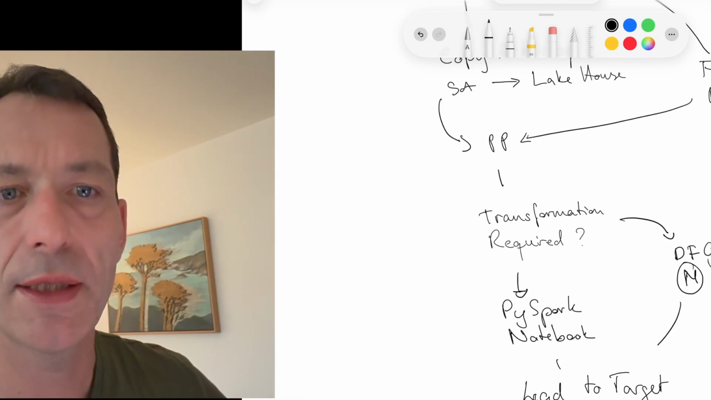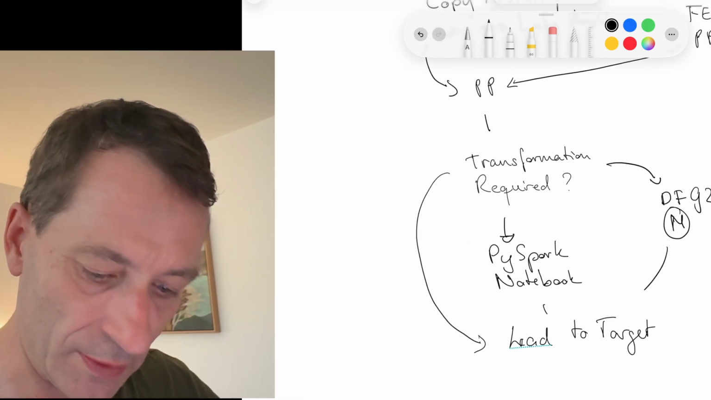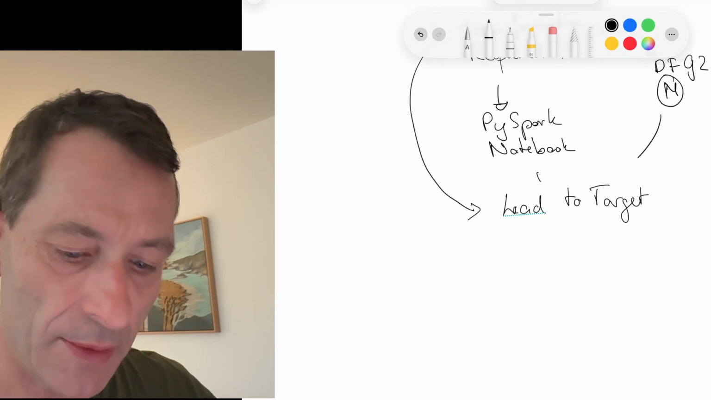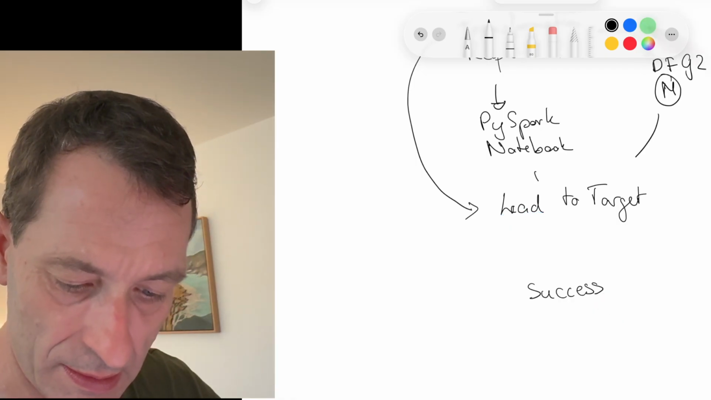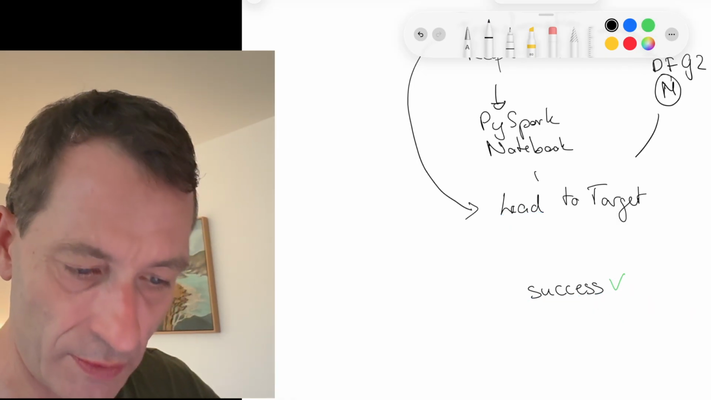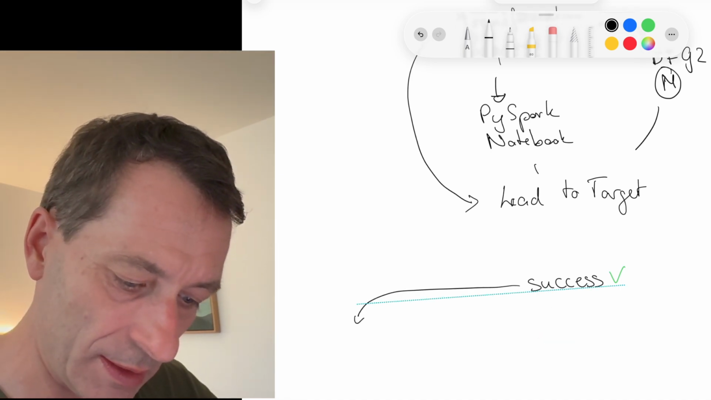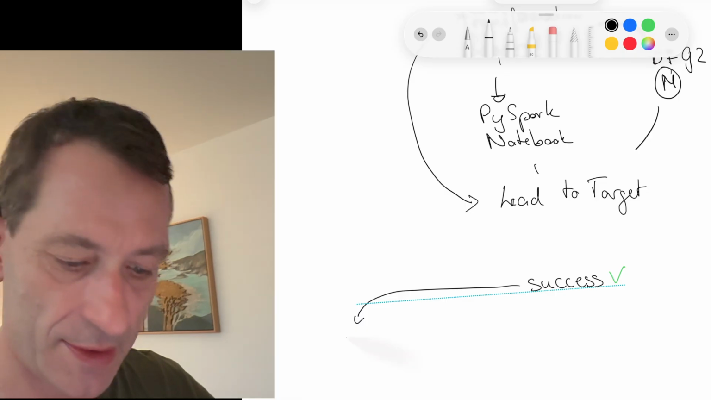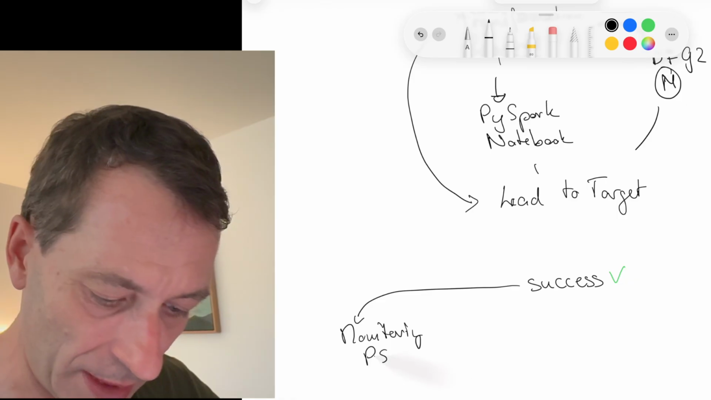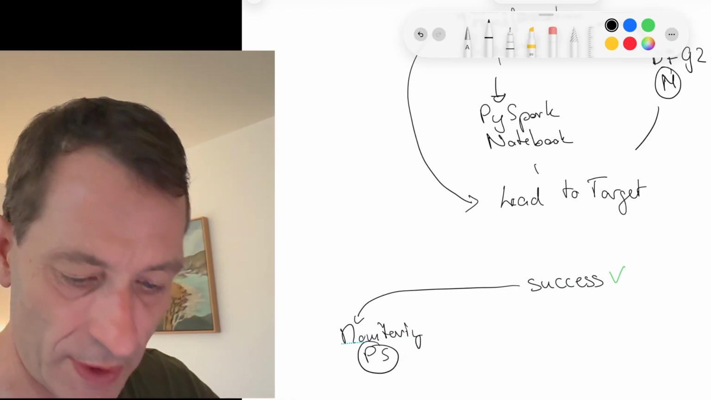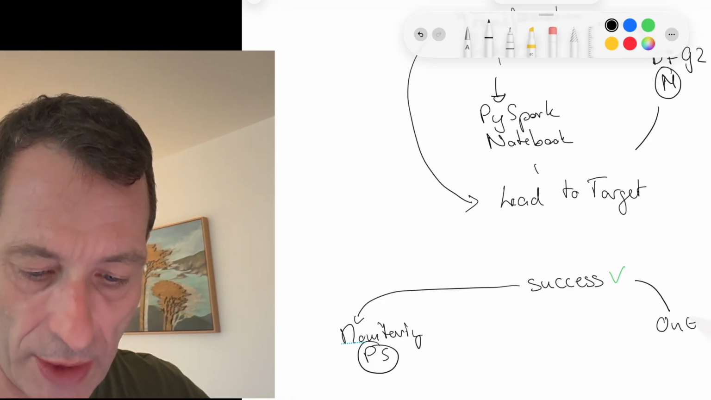When you don't need any transformations, so transformation required no, then you will load the data directly to the target, of course. Our question is always, is there success? Do a green check mark there. When you have success, then you will typically have some kind of monitoring where you can report pipeline succeeded. Everything is great. When you have errors, then you need error handling.